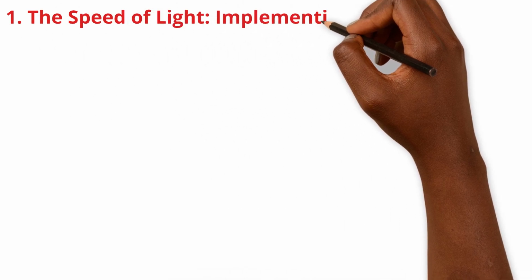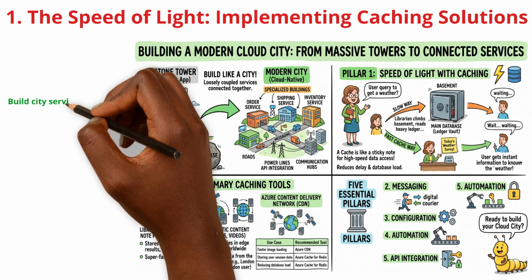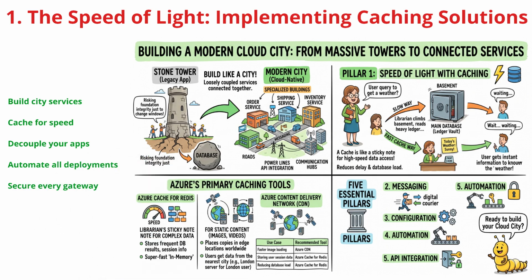Building a modern application is no longer about stacking heavy stones to create a single, rigid tower where one change could bring the whole structure down. Today we build like a modern city. We design a collection of specialized buildings or services, all connected by a smart network of roads, power lines, and communication hubs. To make this city thrive, we start with the first essential pillar: speed.